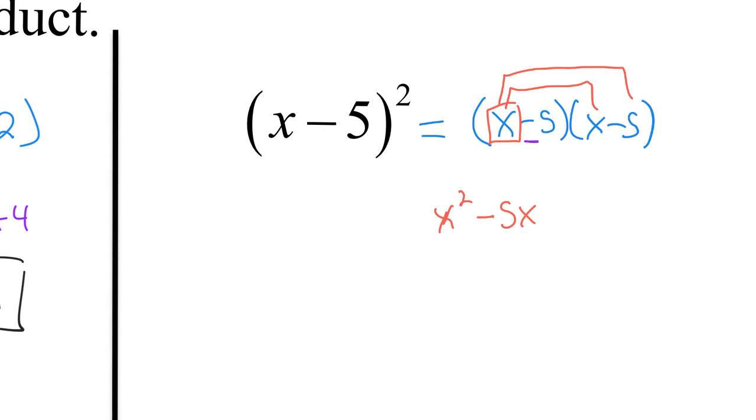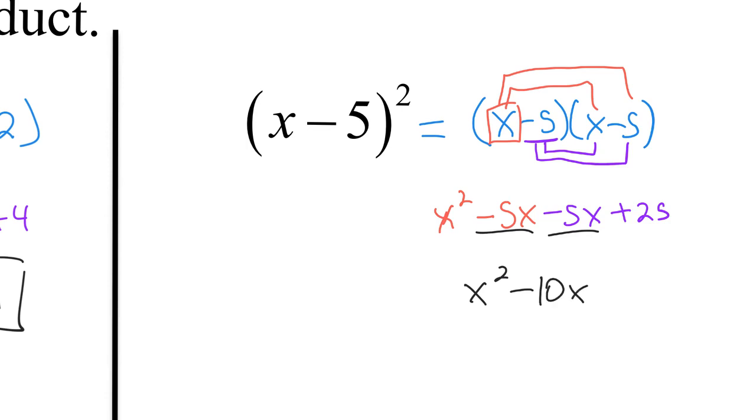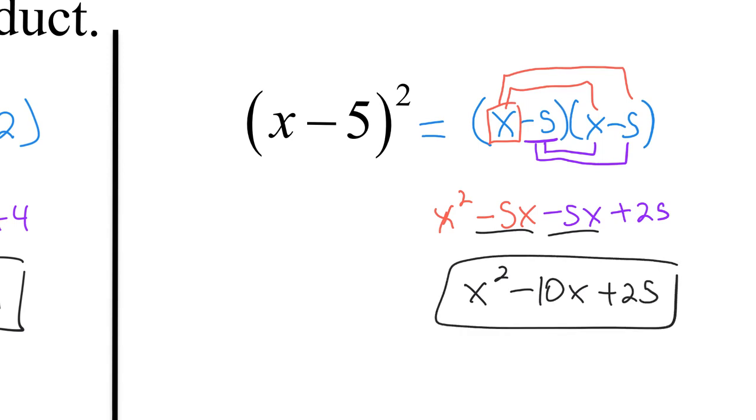Then you multiply the negative 5 times the x. That's negative 5x. And the negative 5 times negative 5. Negative times a negative, it's a positive 25. You combine like terms in the middle. So we get x squared minus 10x. Negative 5 minus 5 is negative 10. You combine like terms. Plus 25. So my answer is the trinomial.